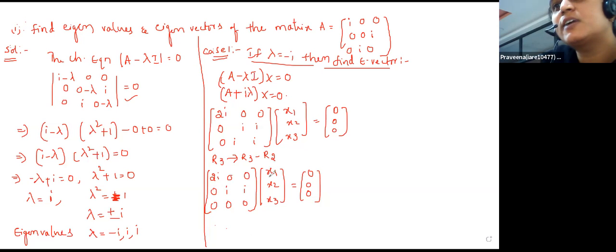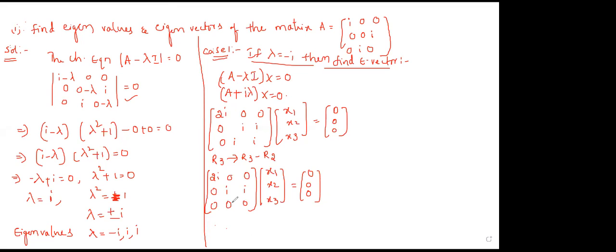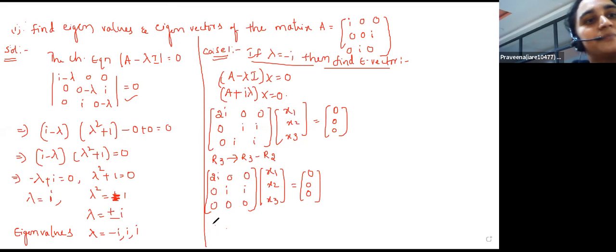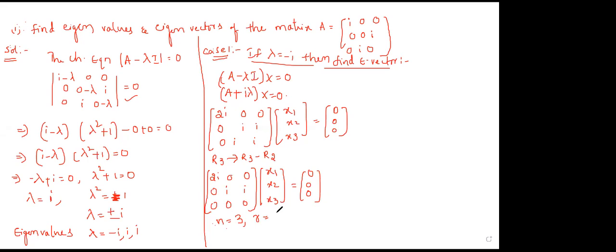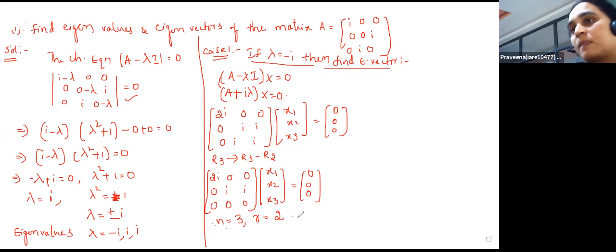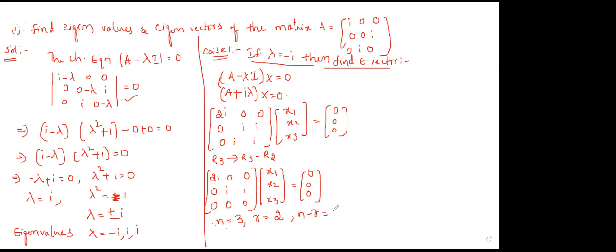Okay. Is it echelon form for the given matrix? Yes, ma'am. It's echelon form, right? Now, I'll write it in equations form here. Here, what is the n value? Tell me first. Number of unknowns? 3. And number of non-zero rows, how many, ma? 2, right? Okay. What about n minus r? n minus r is 3 minus 2, which is equal to 1.